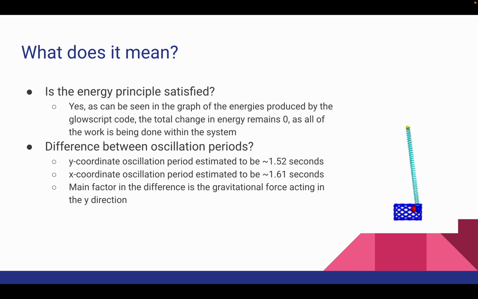And then the difference between oscillation periods: the Y oscillation period was 1.52 seconds, and the X oscillation period was 1.61 seconds. The main factor in the difference between those is going to be the gravitational force acting in the Y direction. That difference is why we don't just see one circle or one oval here, and we see instead that the oscillation moved around inside of this rectangle.